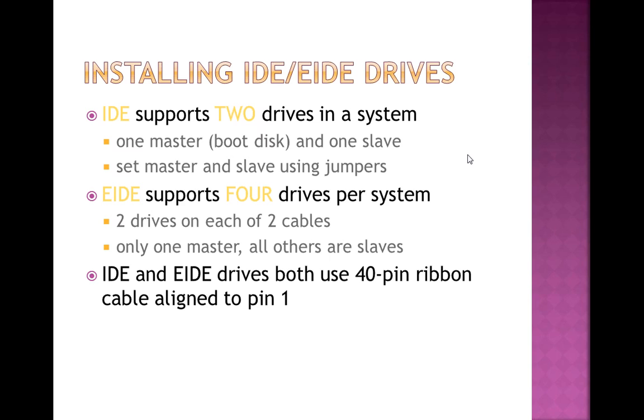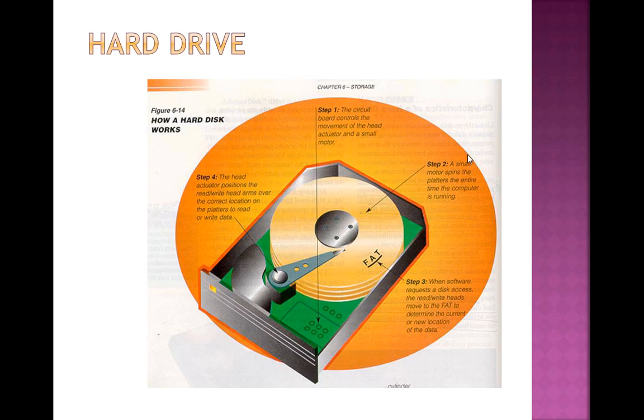Then EIDE supports 4 drives because it is an enhanced version. So it supports two drives on each of two cables, one master and the other a slave. Both IDE and EIDE drives use a 40-pin ribbon cable, which is aligned to pin 1.